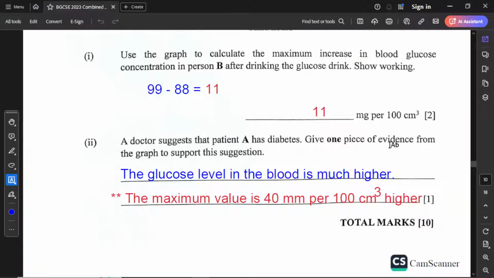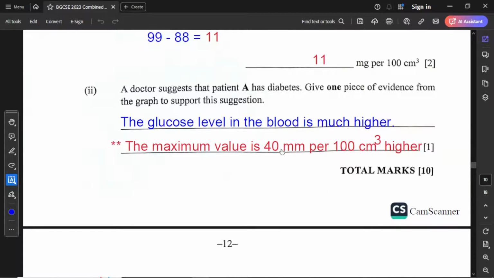It said give one piece of evidence from the graph to support that patient A has diabetes, and this simple factor is that the glucose level in the blood is much higher. Normally if you have a high glucose content in the blood, that means you're diabetic. Also, another point you can use to support this is that the maximum value is 40 milligrams per 100 centimeters cubed higher than patient B. So it's way, way higher.